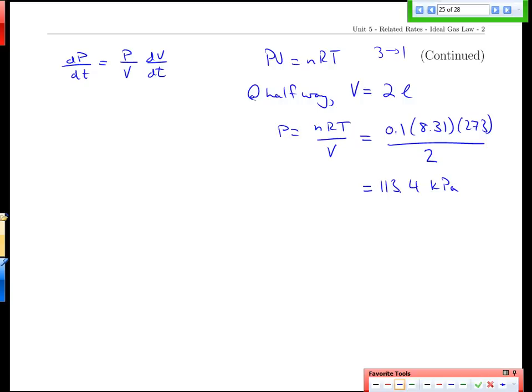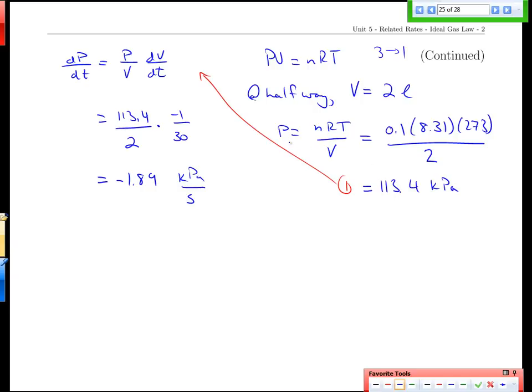Okay, so that's our pressure. If we want to know the rate of change of pressure, we're simply going to fill this in. So there's negative 1, we'll bring that up into here. And so we'll have negative 113.4 divided by the volume, which we said was going to be 2 liters, times the rate of change of the volume, which we said was 1/30th, but negative. Working all that out, we get 1.89, and the units for pressure against time will be kilopascals per second. We did all this over 60 seconds, so the time units were seconds.